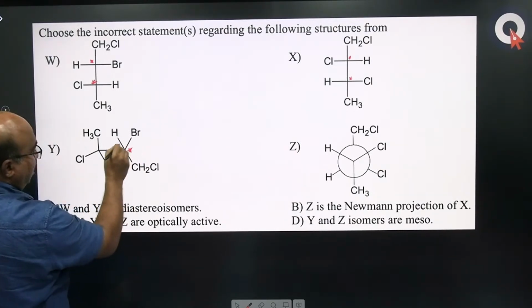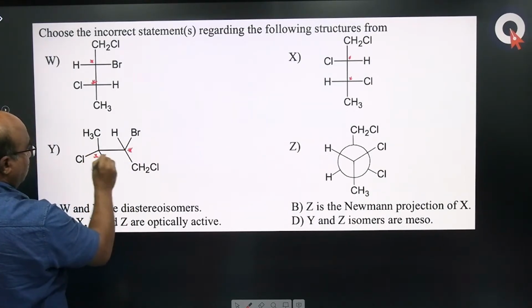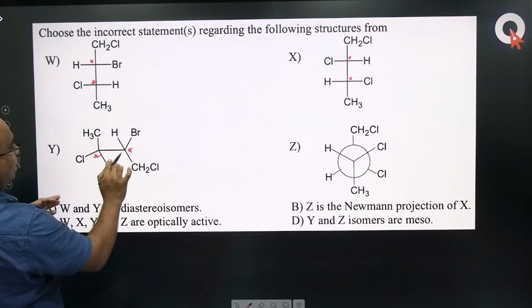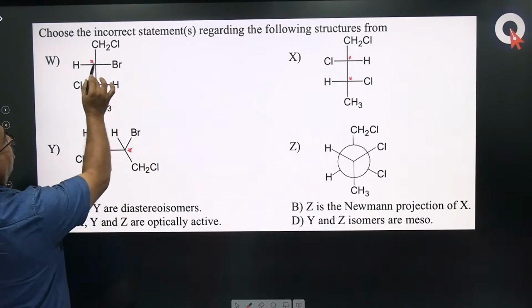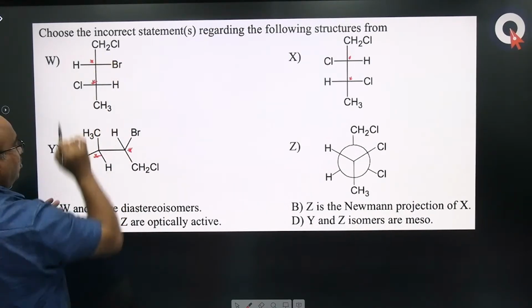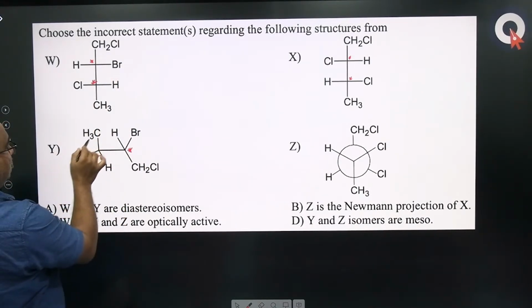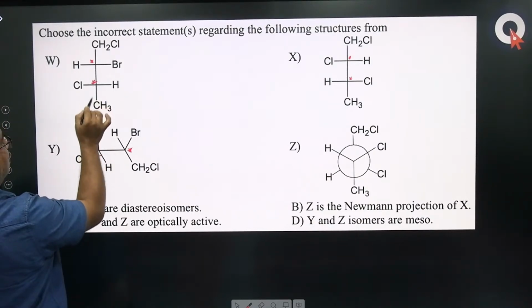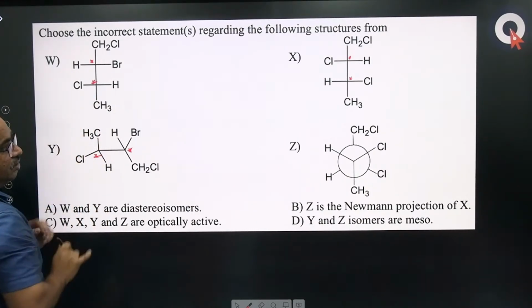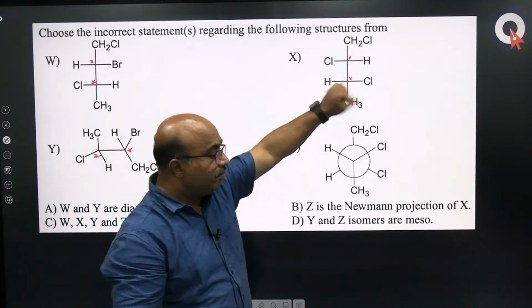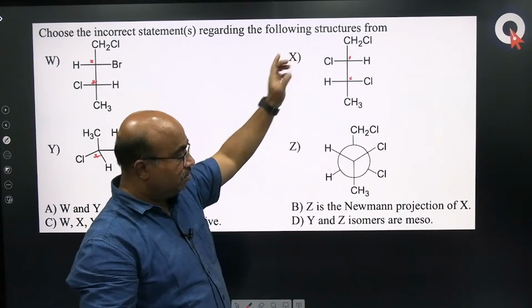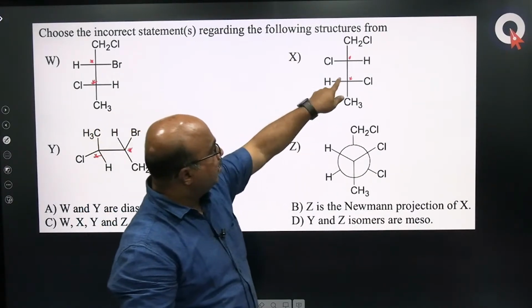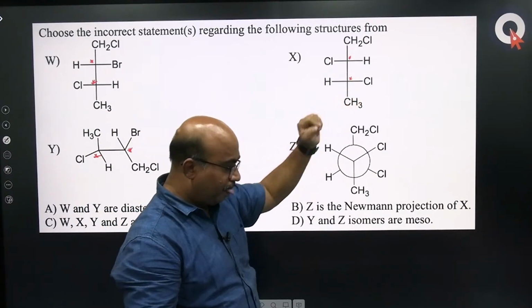This carbon is chiral, and this carbon is chiral. But in this, the groups at this chiral carbon are Br, H and CH2Cl, and here also H, Br, CH2Cl. In this also it is CH3, Cl and H, and here also CH3, Cl and H. But here it is completely different. The Br is not there, we have Cl there. But at this carbon the groups are same.